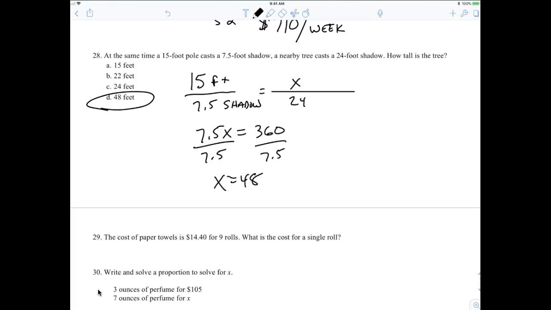All right. So X equals 48. Oh, stop talking. That's why you're up here.